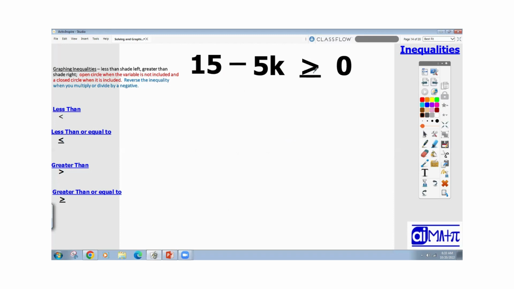$15 minus 5k is greater than or equal to 0. And I start with the 15 because the only thing I care about here is this k. Look at the k, and there's a negative 5 being multiplied to it and adding 15. So the first thing is the opposite of adding 15, opposite of positive 15 is negative 15. So I subtract 15 from both sides.